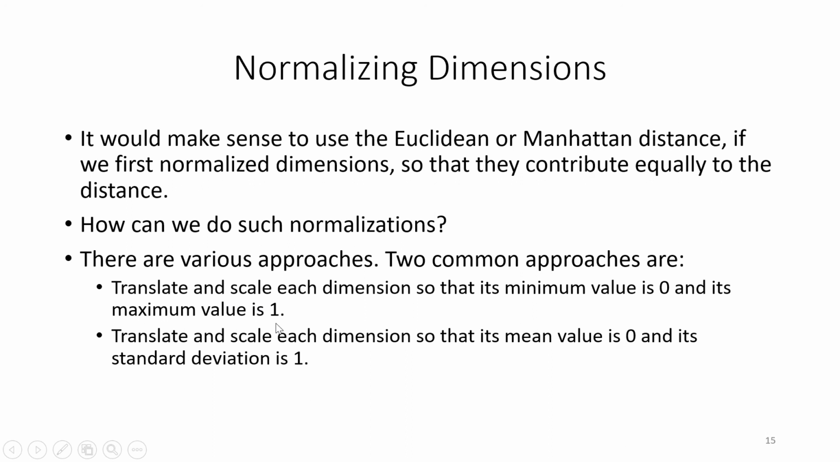We can do this by dividing every value of that dimension by the maximum value that dimension can have. In that way we can scale the value of each dimension between 0 and 1. Or the second approach is to translate and scale each dimension so that its mean value is 0 and its standard deviation is 1. So this was it for today.